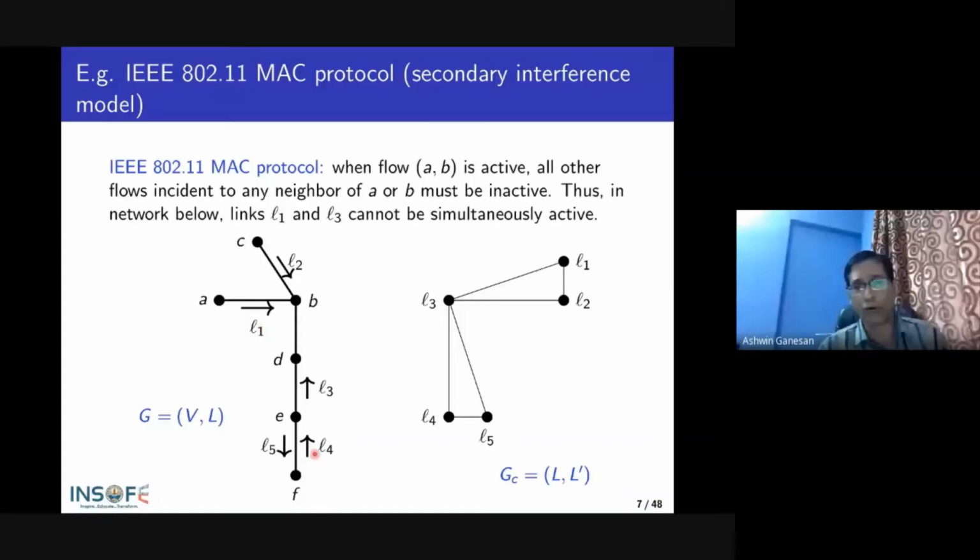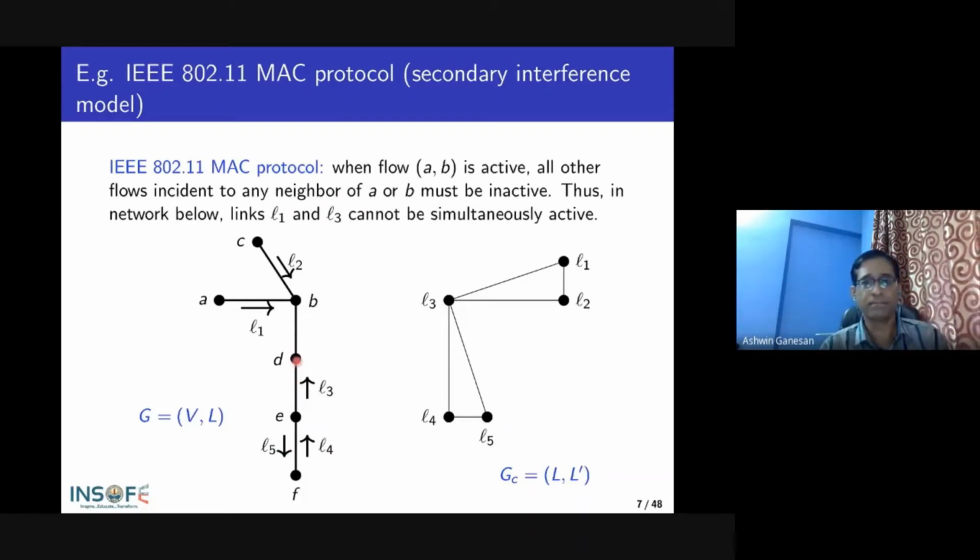On the other hand, L1 and L4 are far enough that there is no edge between them because they don't interfere with each other. So in this particular example of the secondary interference model, the way the conflict graph is constructed is you put an edge between two vertices if and only if the corresponding two links in the network graph are at a distance of at least 2. So the distance between the edge AB and the edge EF is 2 because there are 2 edges between those 2 edges.